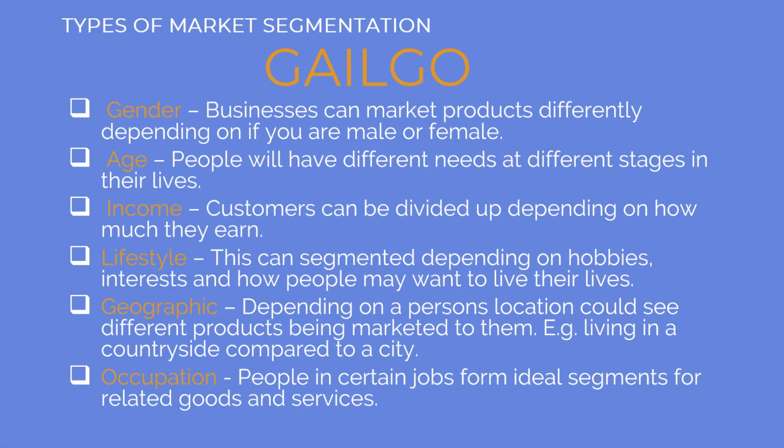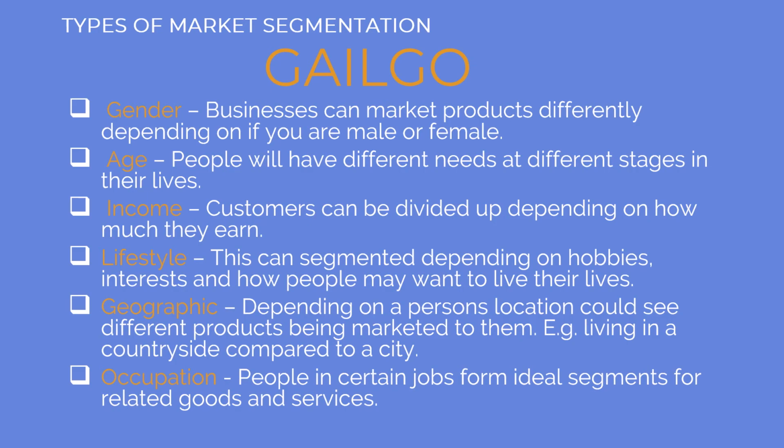Next, we need to look at market segmentation. So this is when we work in a particular industry and we want to segment our market to aim it at specific people. So using the little acronym GALEGO, this is a little memory aid to help you remember the 6 different types of market segmentation. So the first one is gender.